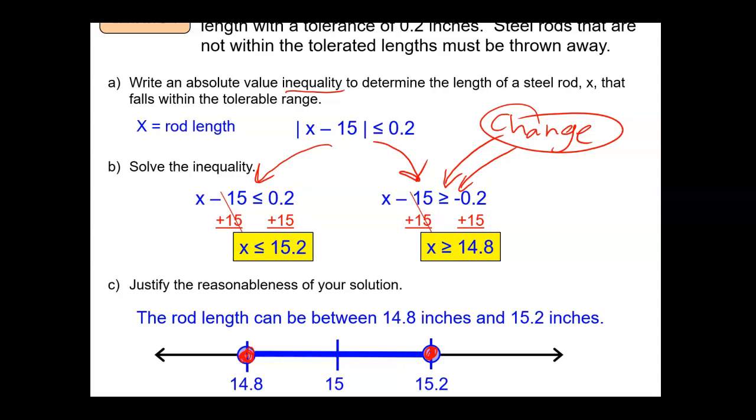Okay, so again, you set it up. You solve both, you put them on the number line. Please be careful on how you set it up. The ideal is inside the absolute value lines. The variance is after the inequality.